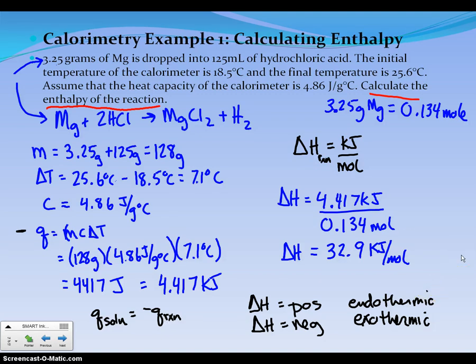What I tend to do is I stop and think about it. What happened? My temperature went down. My temperature went from 25 degrees down to 18.5 degrees. So was heat being released or was heat being absorbed? Well, if the temperature went down, that means the heat is being released. So my delta H is going to be negative, and I'm going to just go ahead and throw a negative sign in front of that. This is an exothermic reaction.